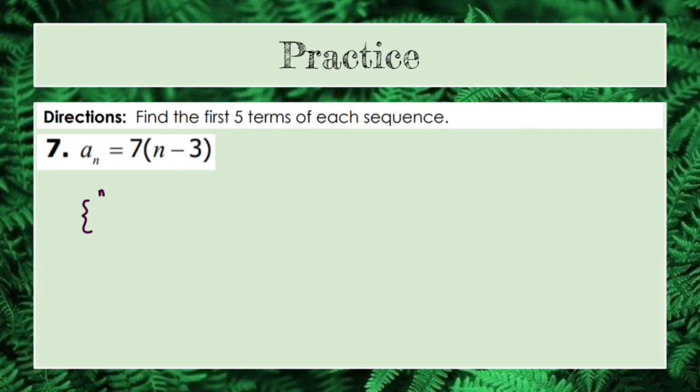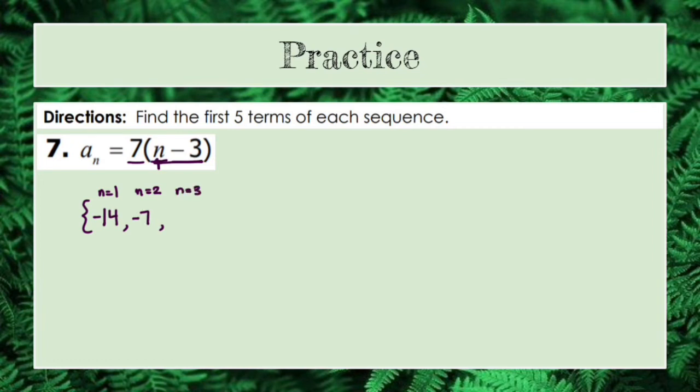And I just like to note up here that this term is for n equals 1. So if I plug a 1 in for n, 1 minus 3 is negative 2, and negative 2 times 7 is negative 14. So my first term is negative 14. Then I want to plug in n equals 2. So if I plug a 2 in for n, 2 minus 3 is negative 1. Negative 1 times 7 is negative 7.